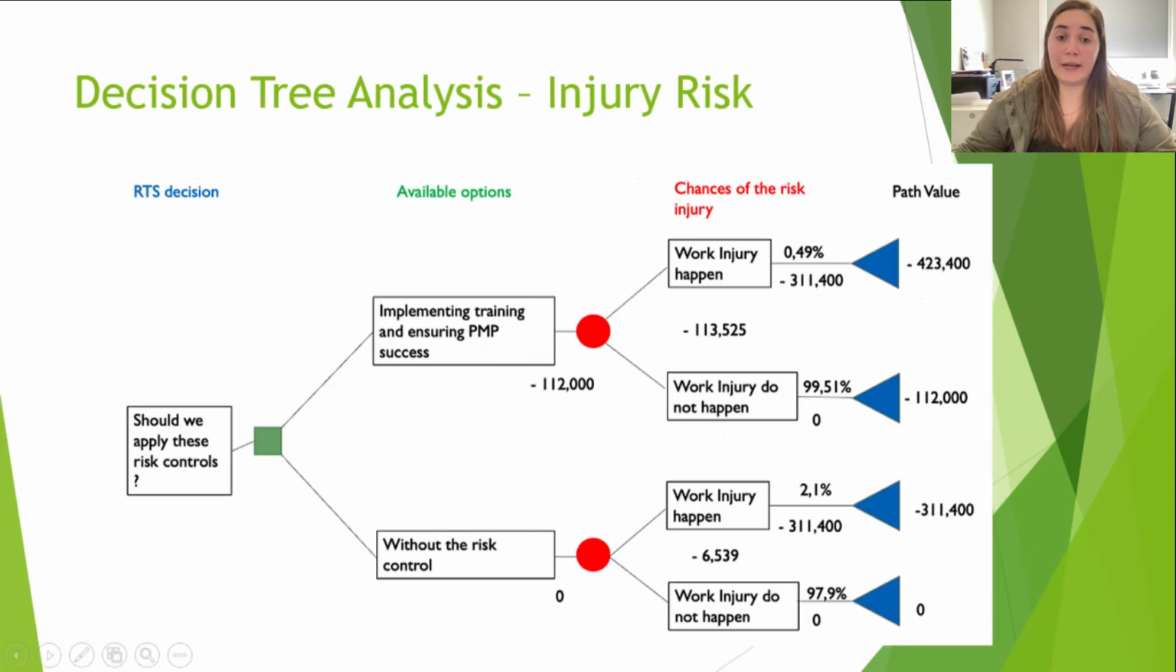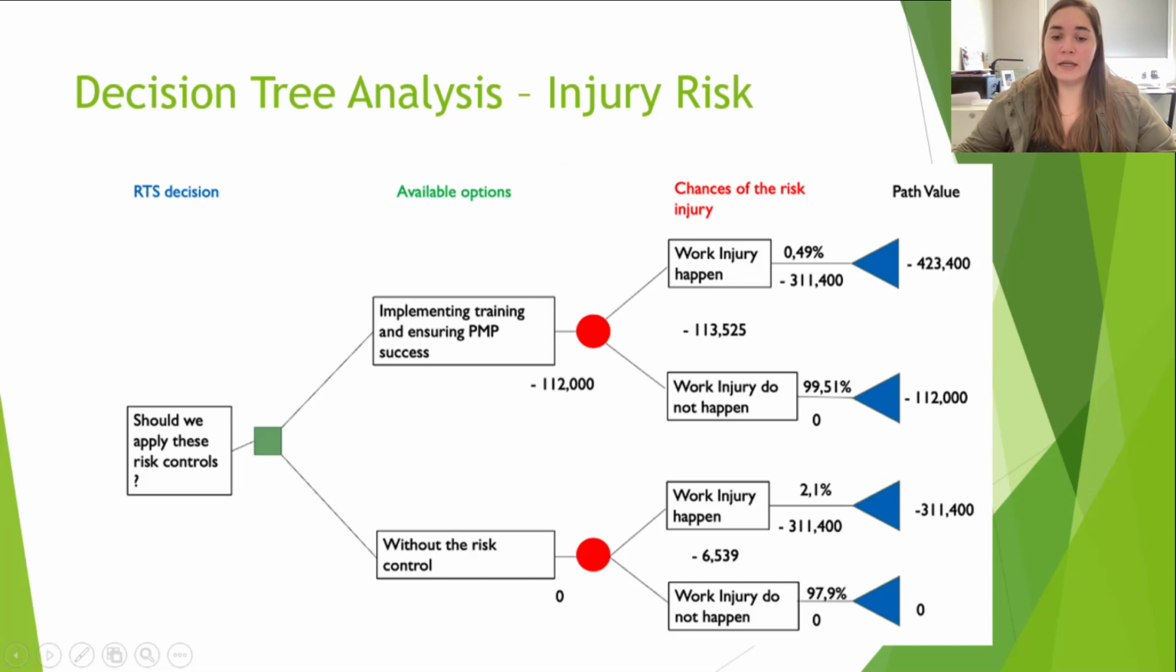So in the decision tree analysis, we worked with 2 different scenarios. One of them is implementing training and ensuring PMP success, and the other one is without implementing any risk control. The cost of implementing the risk control involves training the drivers during the year and also hiring someone who is in charge of checking the quality of the PMP activities. And so we got 4 scenarios and 4 different costs for those scenarios.